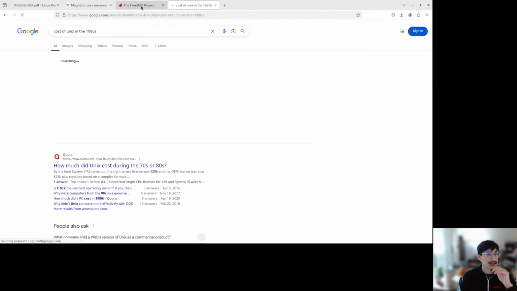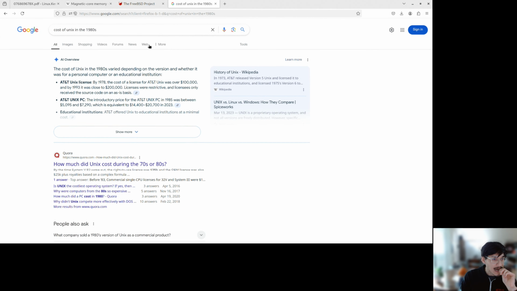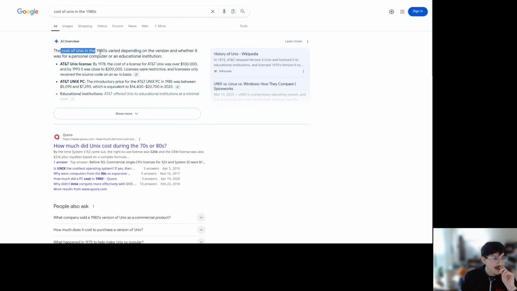This is some motivation here. So how... Okay. So the cost of Unix in the 1980s varied depending on the version and whether it was for a personal computer or educational institution. Okay, so a Unix license from AT&T was over $100,000, and by 1993 it was close to $200,000.